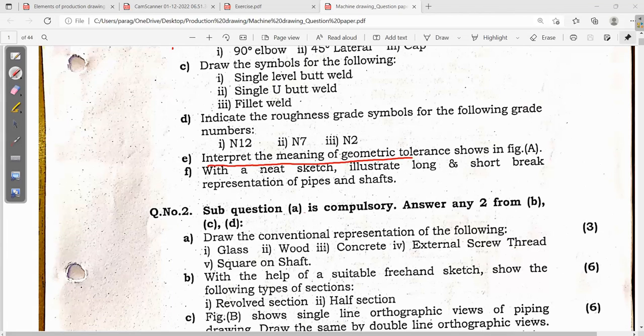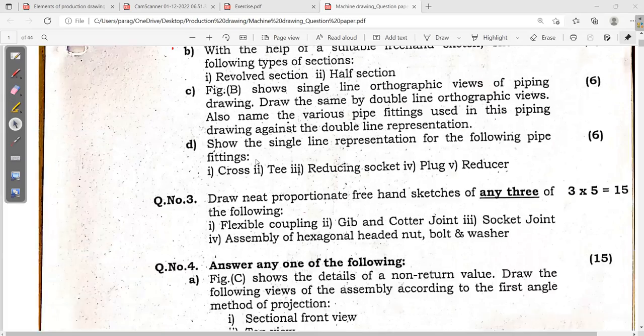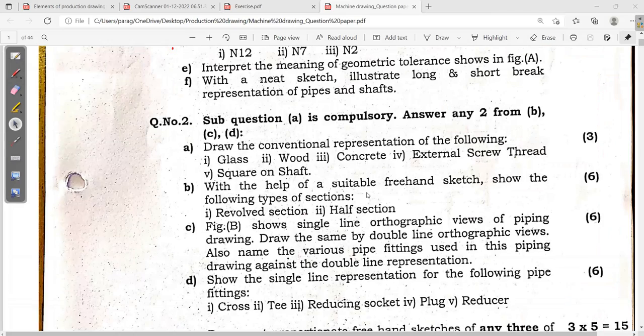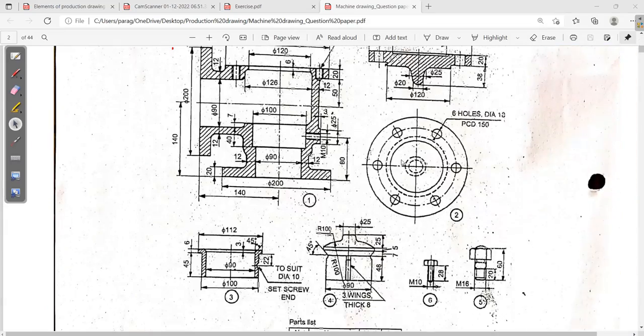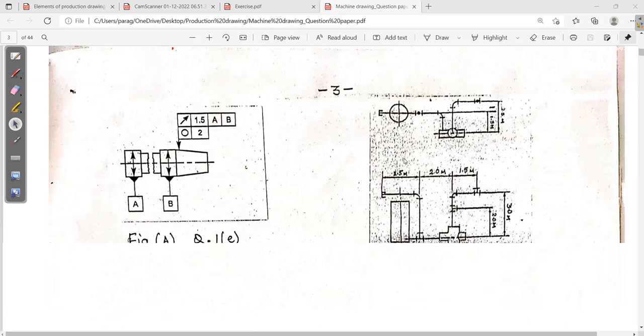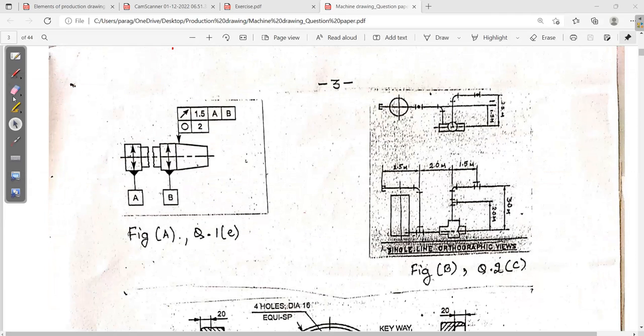Now next question: interpret the meaning of geometrical tolerance shown in figure A. Okay, so we have already studied geometrical tolerances, so based on that, what kind of question can be asked? Figure A. Now this is figure A. So do you remember this? So we have to explain the meaning of this symbol. So which symbol is this?